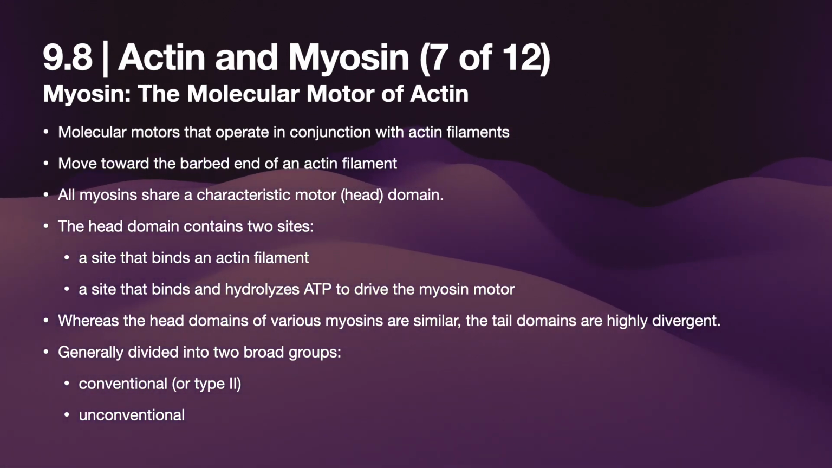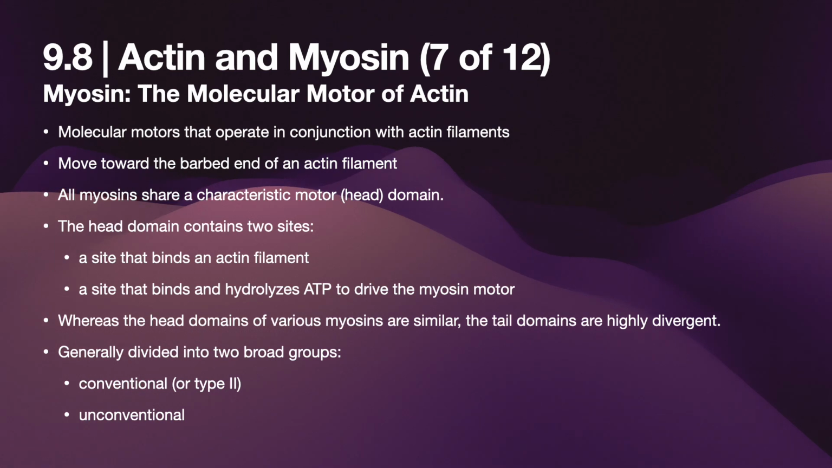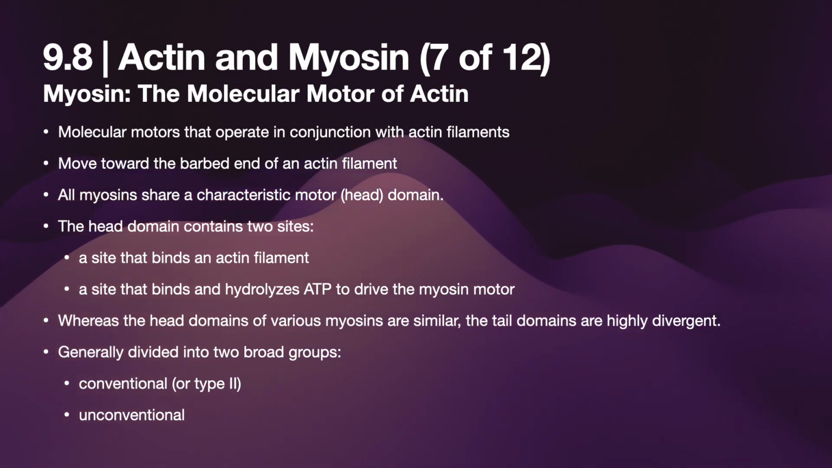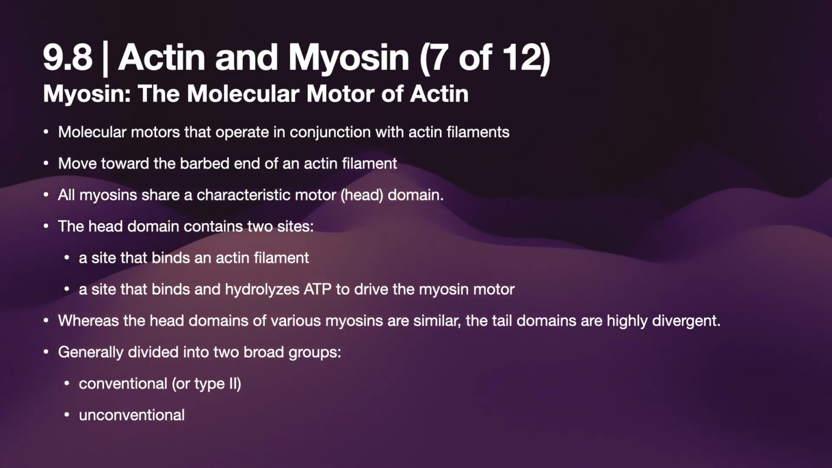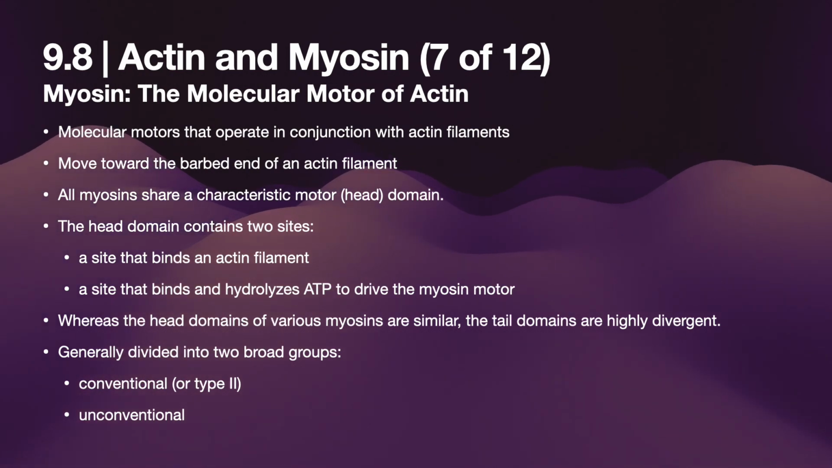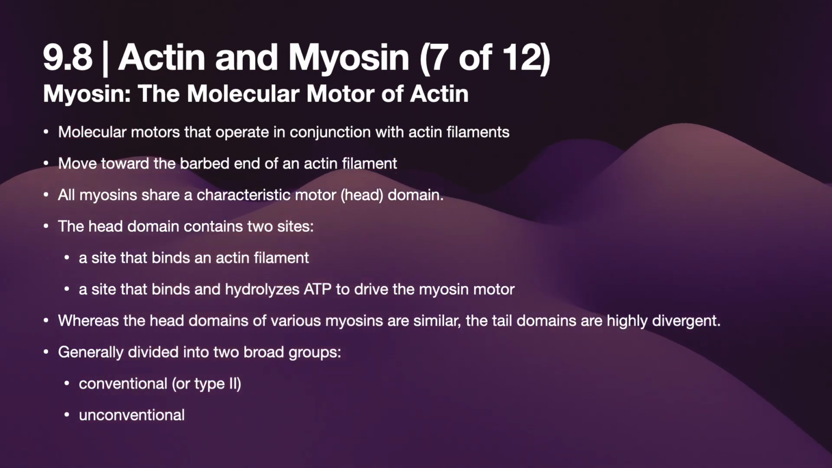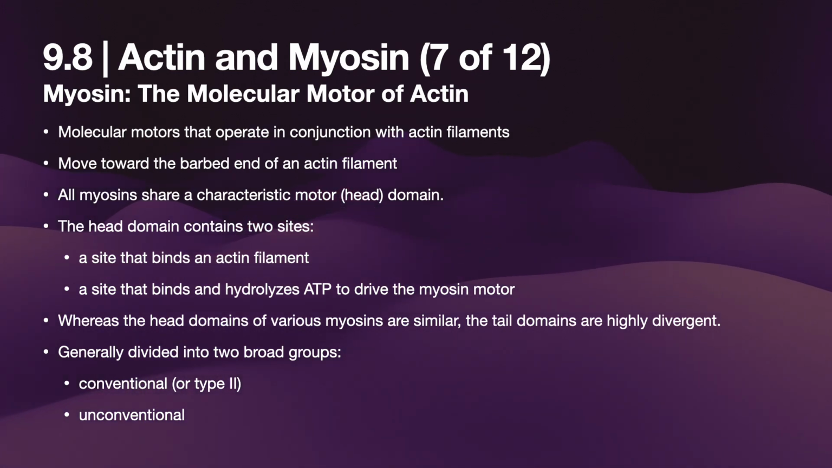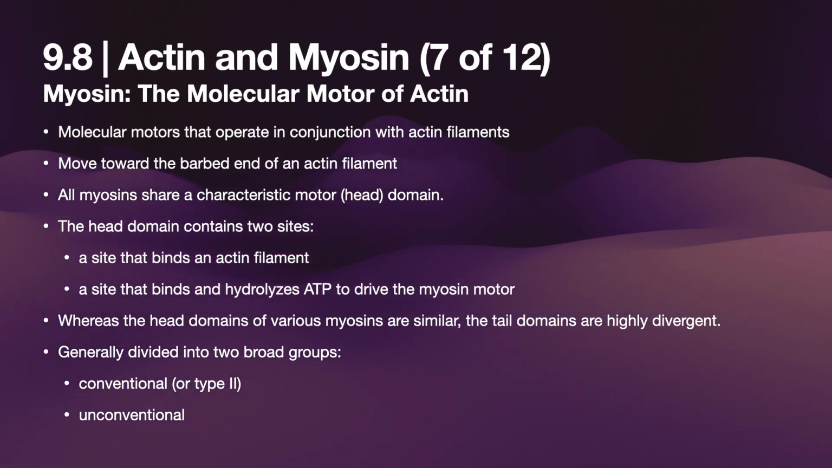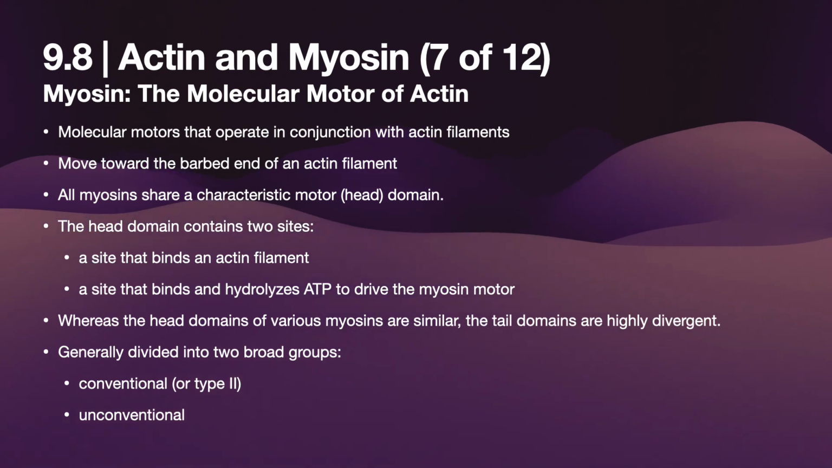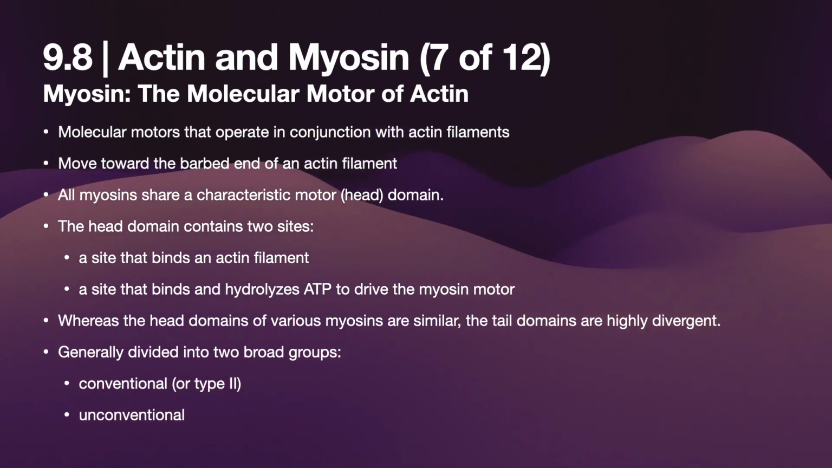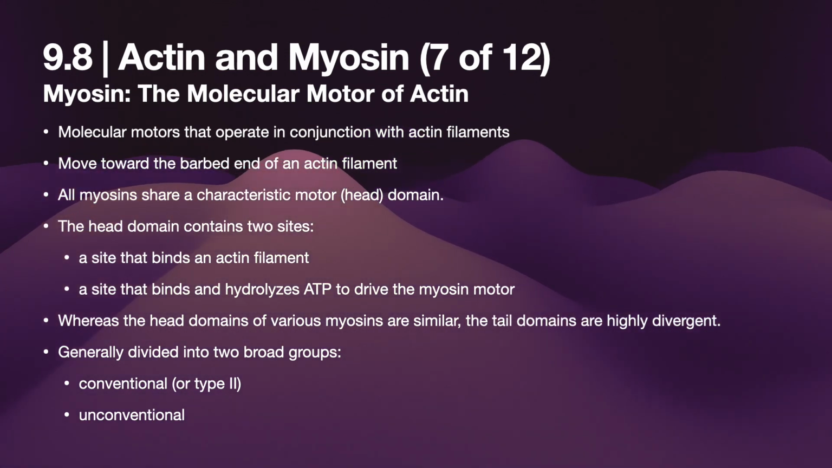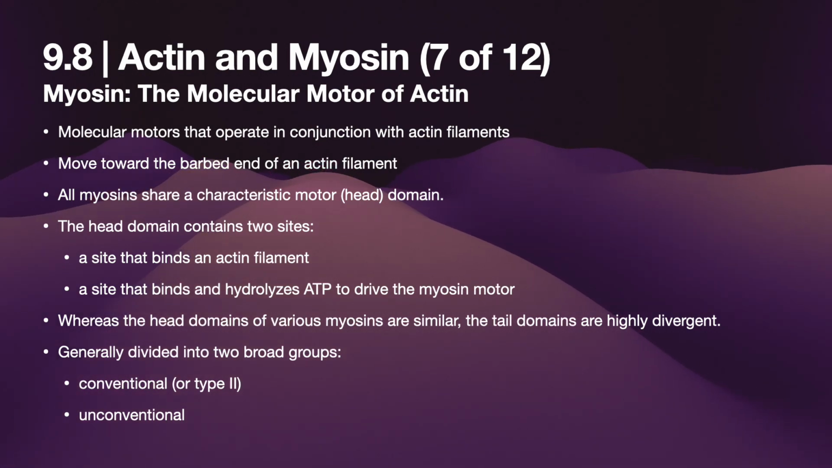All myosins share a characteristic motor head domain. The head domain contains two sites: a site that binds an actin filament, and a site that binds and hydrolyzes ATP to drive the myosin motor. Whereas the head domains of various myosins are similar, the tail domains are highly divergent. They are generally divided into two broad groups, the conventional or type 2, and the unconventional.